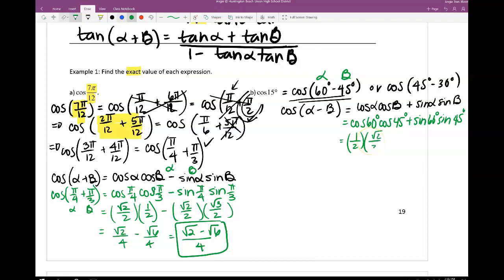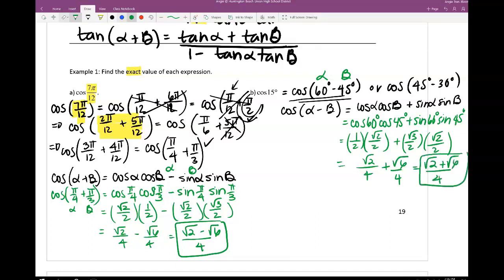√2 over 2, good. Plus sine of 60 degrees, √3 over 2, good. And times √2 over 2. Let's simplify this. This is √2 over 4 plus √6 over 4. So this is really √2 plus √6 all over 4.